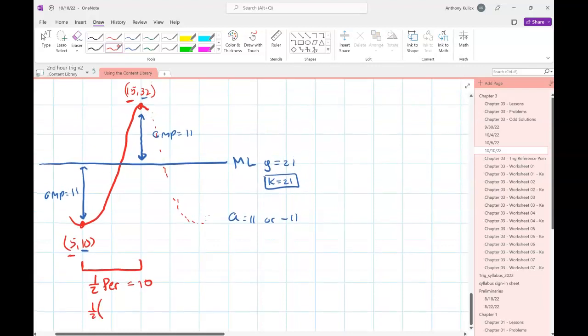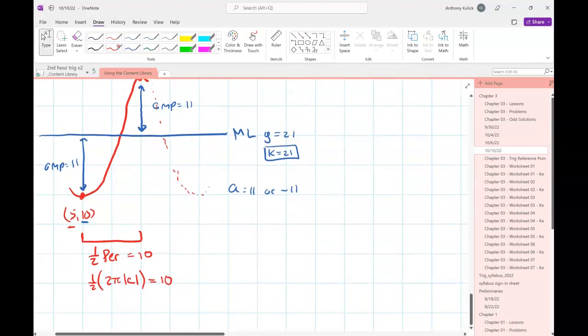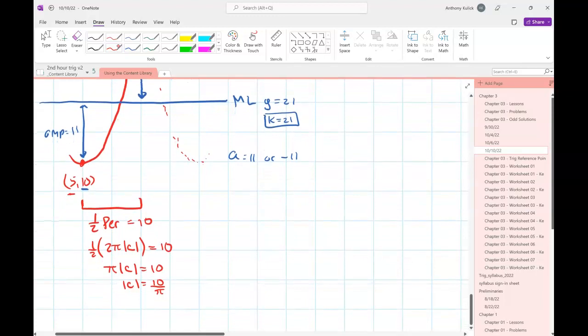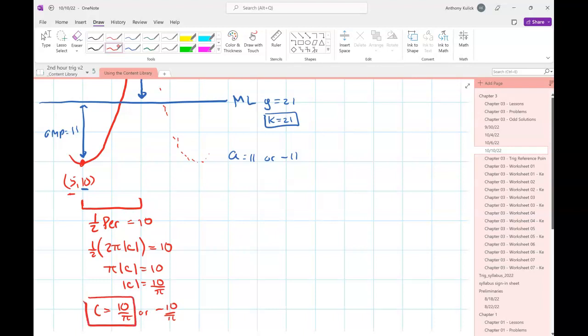And then how do I find a period? 2 pi over absolute value C. So absolute value C is 10 over pi. So C needs to be either 10 over pi or negative 10 over pi. We always choose the positive version.